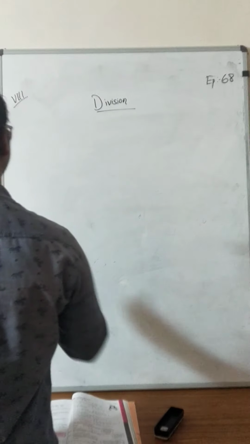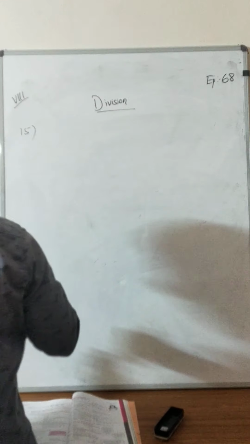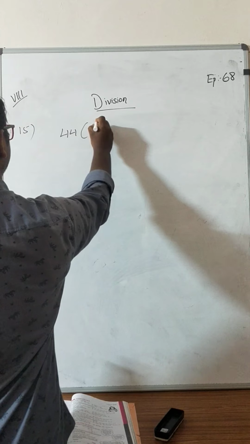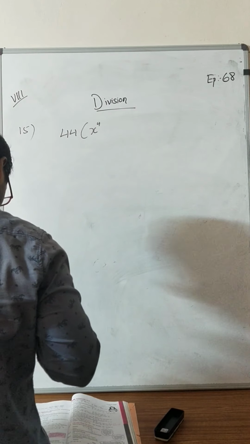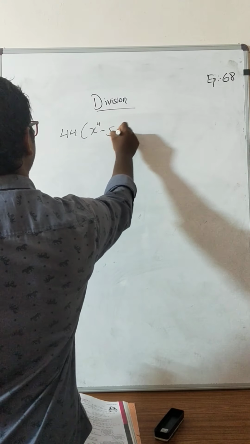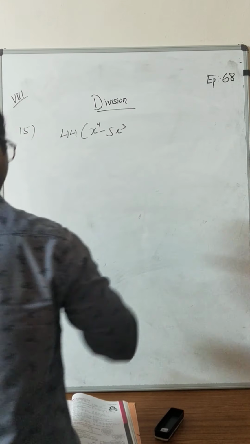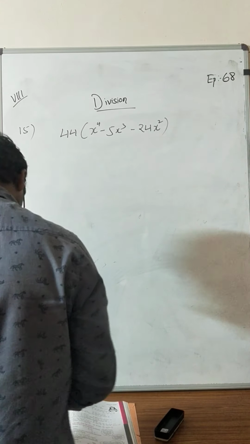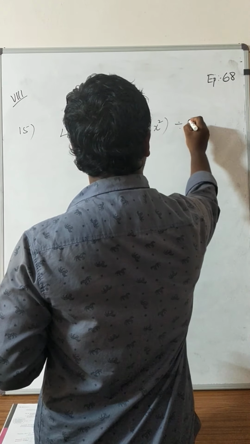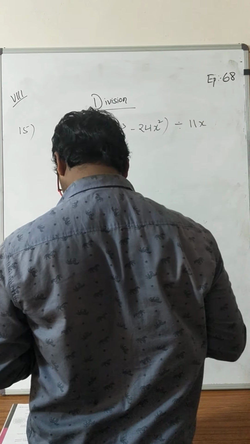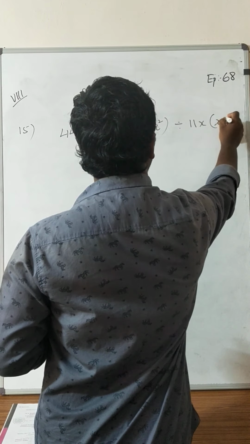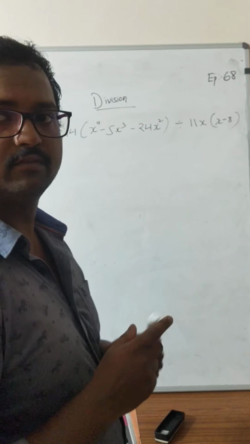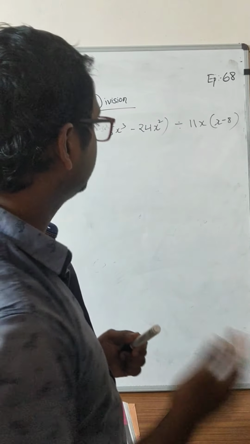Now look at example 15. Example 15 is: divide 44x power 4 minus 5x cube minus 24x square by 11x minus 8. Okay. Now I am going to do this using the common factor method.